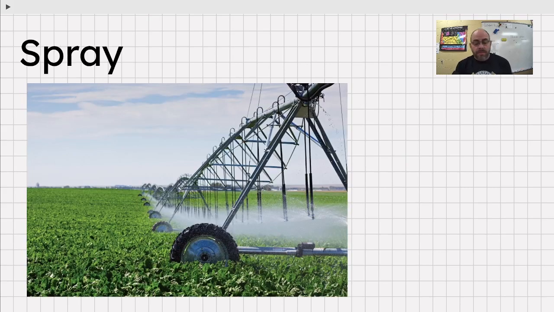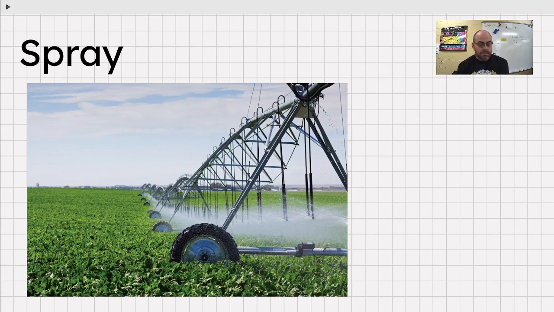Spray irrigation. This is a walking irrigation system. This one walks down the field. Some of them have central pivots where there's a central area and they pivot around in a circular fashion. There's usually some sort of motor attached to one end, and it just walks down the field, sprays. It's kind of nice.